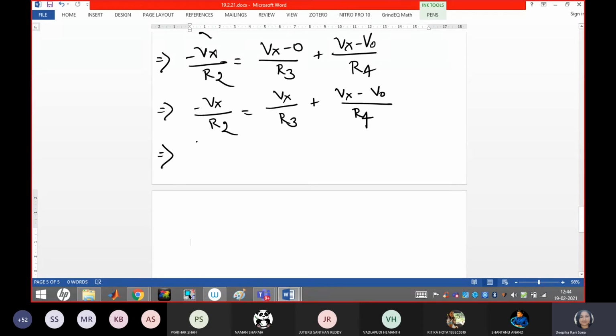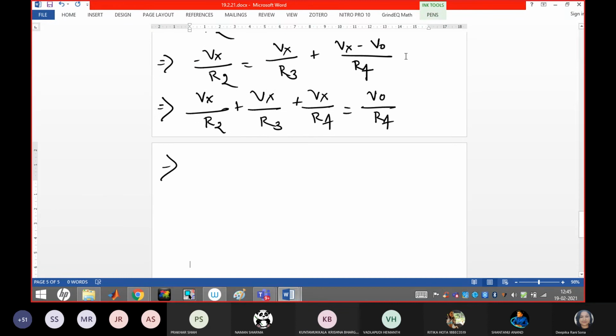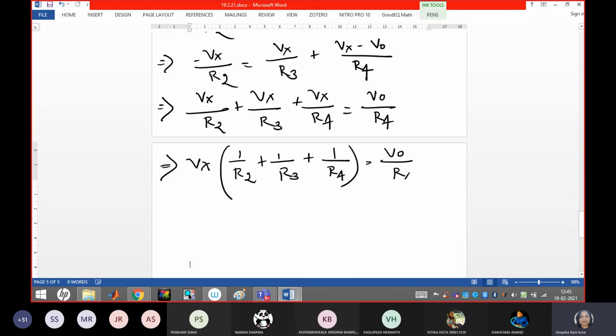So the next equation is Vx by R2 plus Vx by R3 plus Vx by R4 equal to V0 by R4. Good. What is the next line? Take Vx common. Now it is Vx into 1 by R2 plus 1 by R3 plus 1 by R4, which is equal to again V0 by R4.